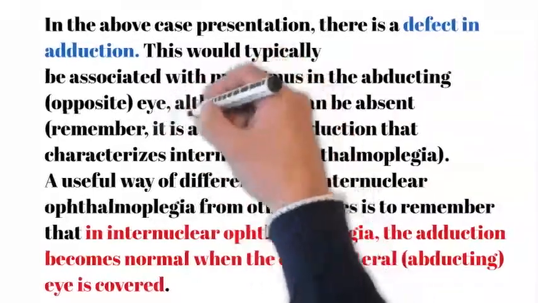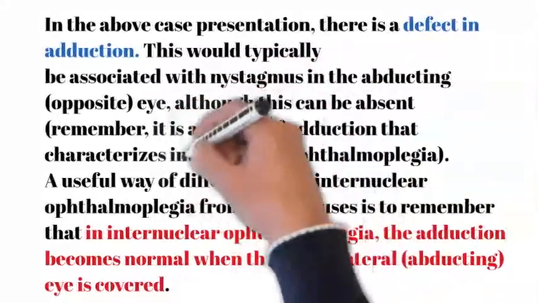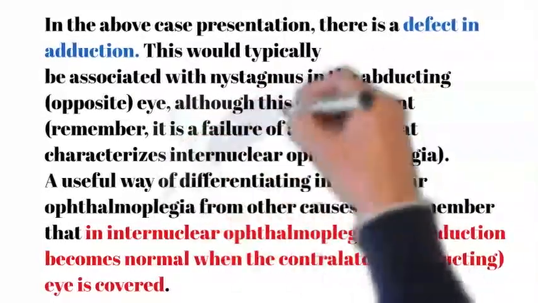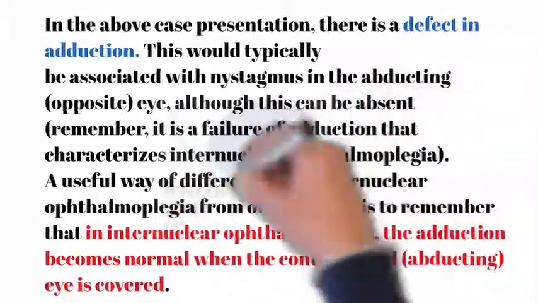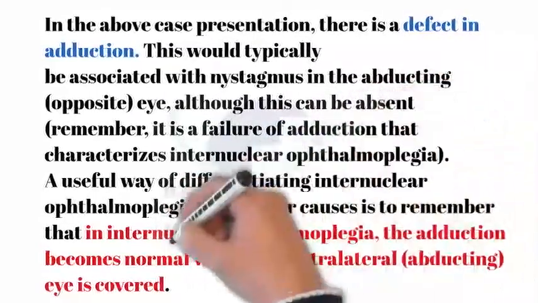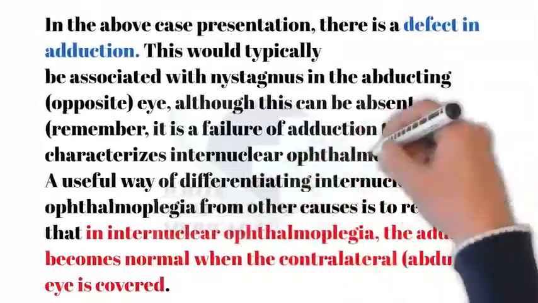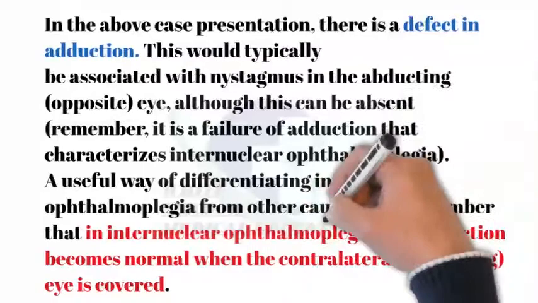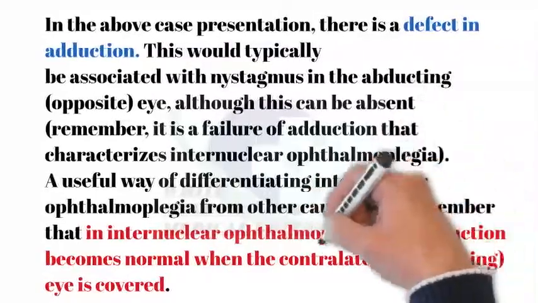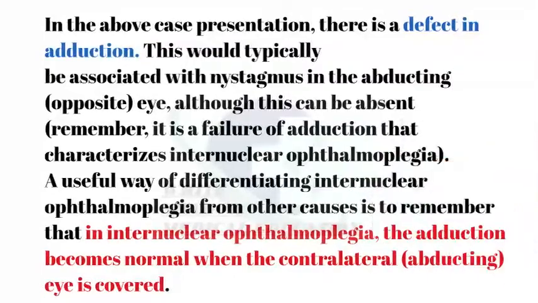Although this can be absent, remember, it is a failure of adduction that characterizes internuclear ophthalmoplegia. A useful way of differentiating internuclear ophthalmoplegia from other causes is to remember that in internuclear ophthalmoplegia, the adduction becomes normal when the contralateral, abducting eye is covered.